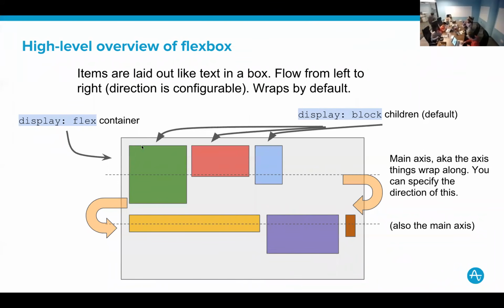And there's also the other axes. There's one for each element called the cross axis, and it's just perpendicular to the main axis. And we'll see how those are useful later. But in this example, each of these smaller boxes have the display block value for the CSS property. And then for the outer container, this is display flex, indicating that it uses Flexbox. So the inner containers don't actually use Flexbox, they just participate in the Flexbox container.